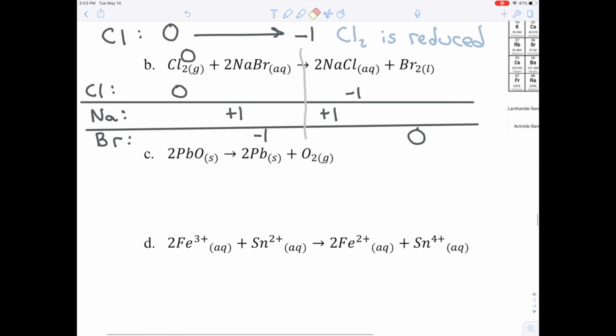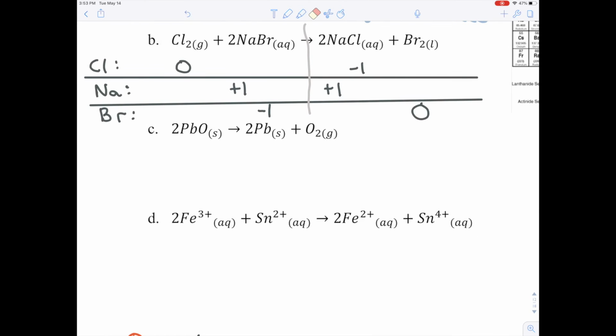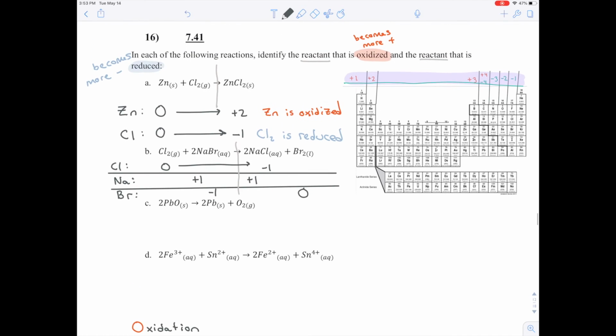Okay, so now, chlorine goes from being 0 to being negative 1. It's becoming more negative. We saw that if something becomes more negative, it's reduced. So we could write that chlorine is reduced. Sodium goes from being positive 1 to being positive 1. It neither becomes more positive nor more negative, so it's neither reduced nor oxidized. So sodium is neither reduced nor oxidized.